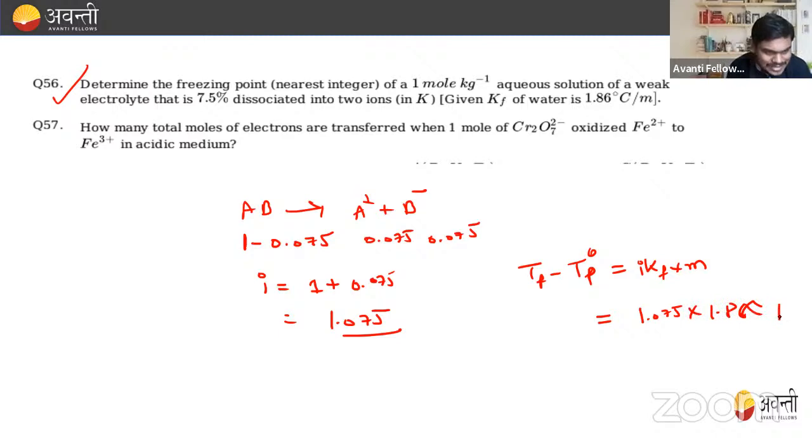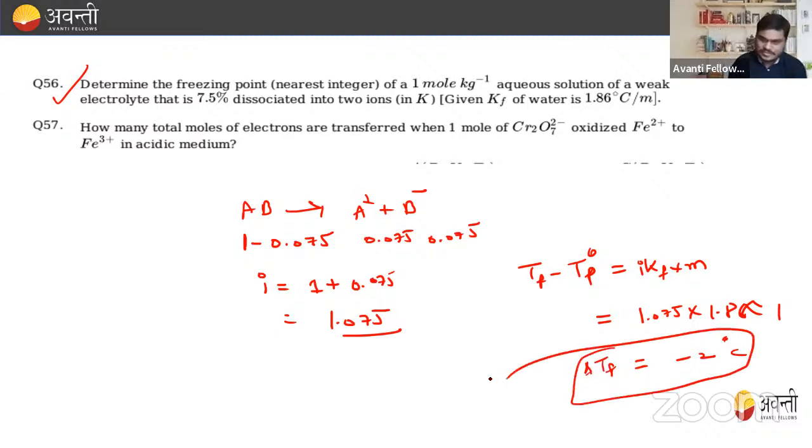And what is molality here, beta? That is 1. This comes out to be around, in nearest integer, 2 degrees Celsius. Right? So this is delta Tf. So this is the required condition. Okay, I hope it is clear to everyone? So this is the required answer for this question. Okay, you have to calculate this Tf.